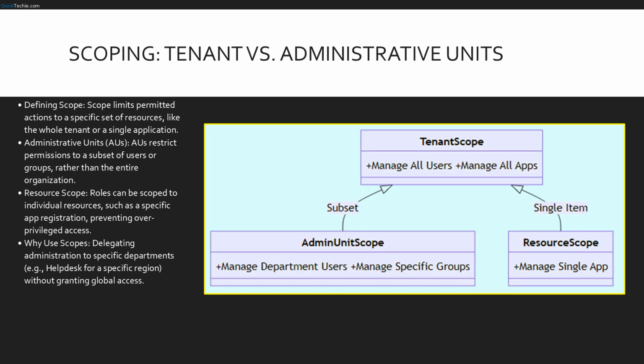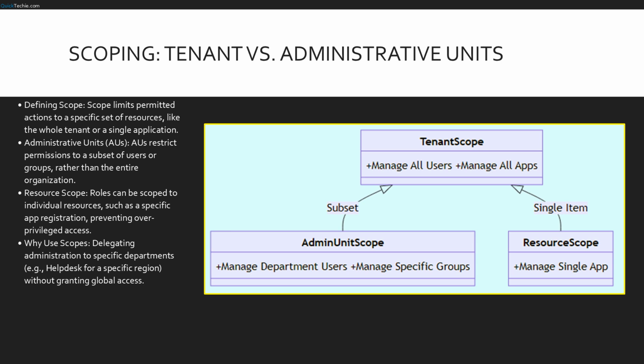Evaluating effective permissions requires checking the scope. As the first bullet notes, scope defines the boundary where permissions apply. A major component of this is the administrative unit, or AU. As seen in the second bullet, AUs allow you to grant a role like user administrator that only applies to a specific department, not the whole company.